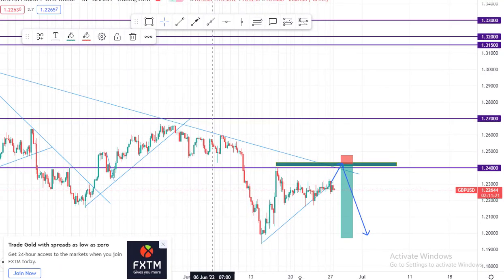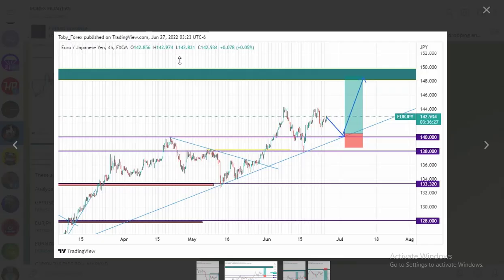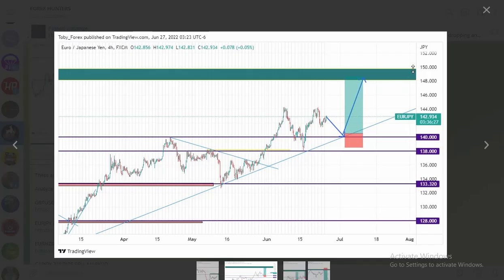So let me go to the next chart, which happens to be EURJPY. As you can see on EURJPY, I'm looking for a buy. However, I'm waiting for it to drop to my psychological level of 140.000 before I start looking for going long. So this is what I shared on my Telegram community. I will simply go ahead on the chart. This EURJPY is an 800 pips markup chart.